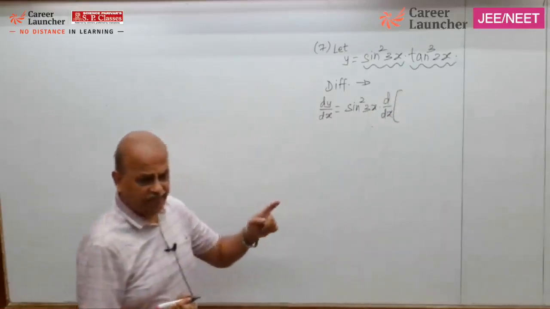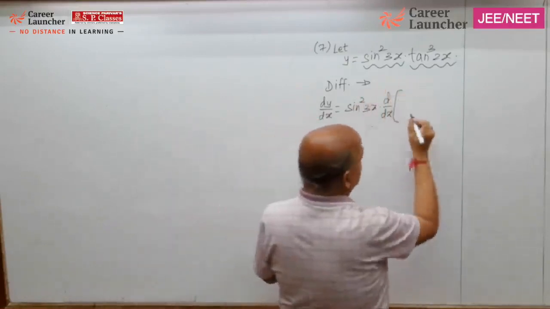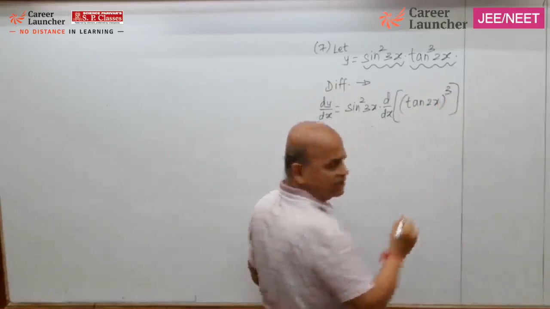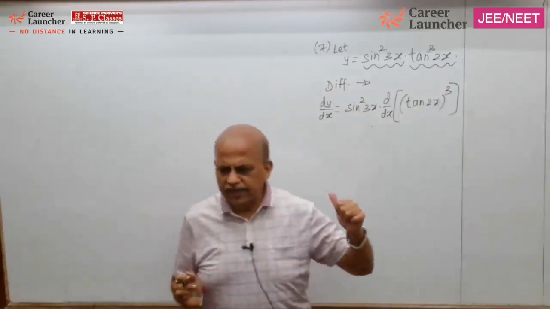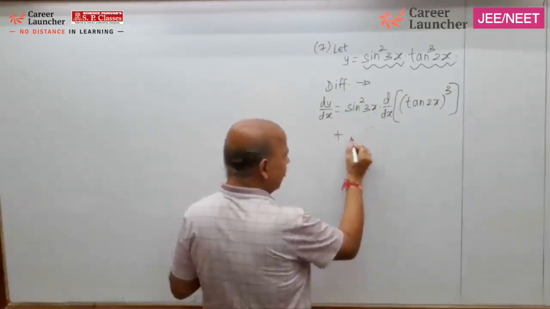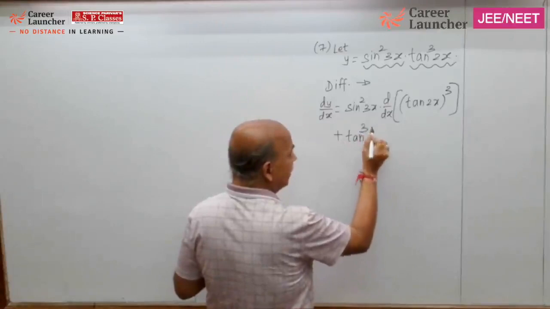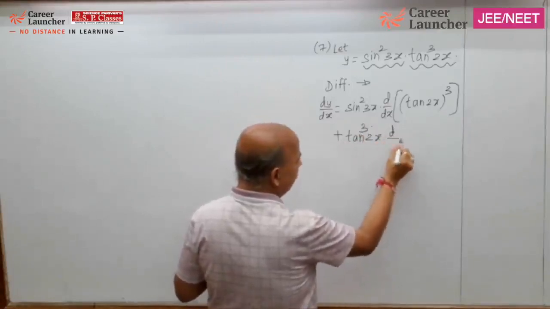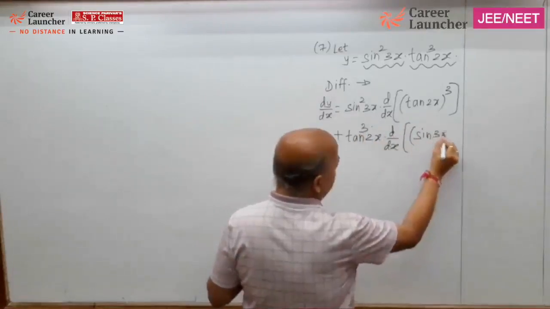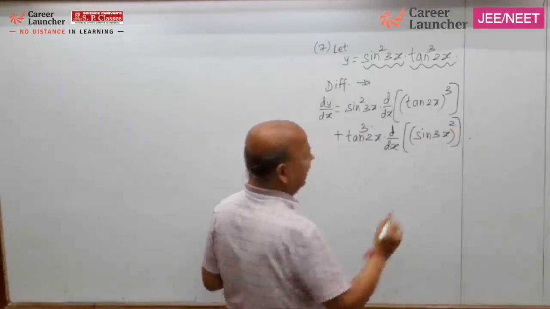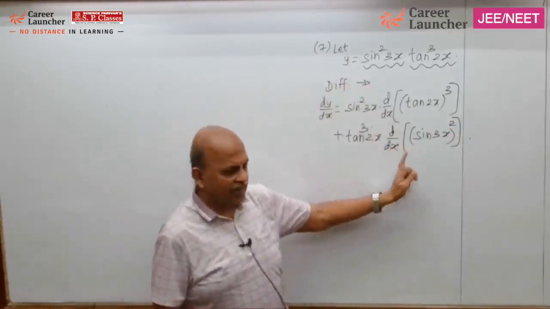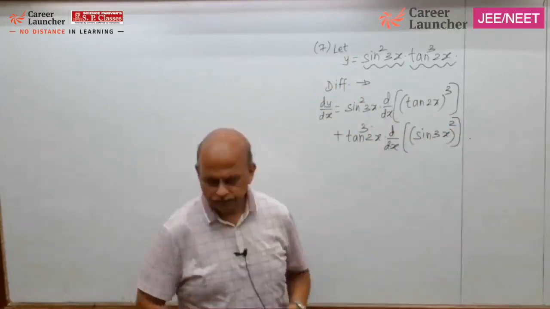But when I write the second function, I write it this way: tan cube of 2x. Can we not write it as tan 2x ka cube? Yes or no? Plus second function into derivative of first function. Will it not be written as sine 3x the whole square? Instead of writing sine square 3x, I have written it as sine 3x the whole square.